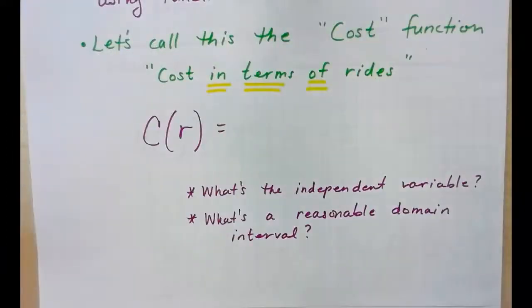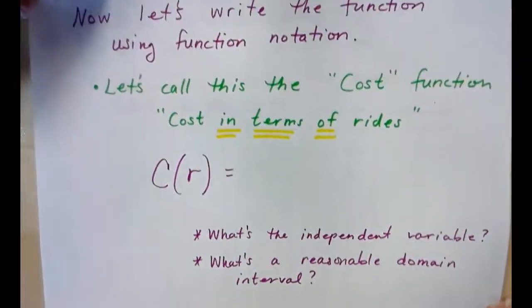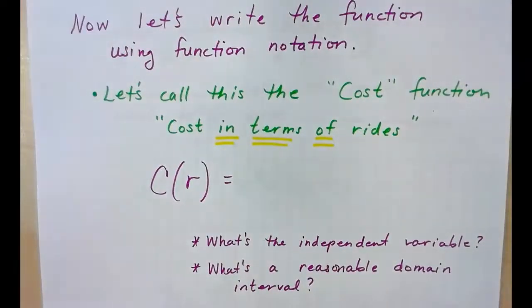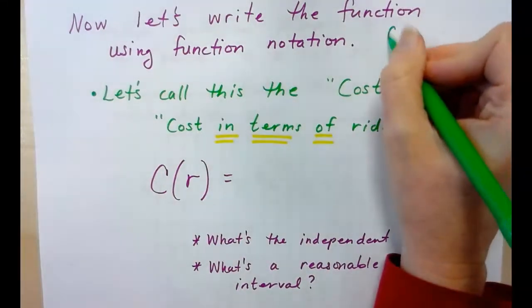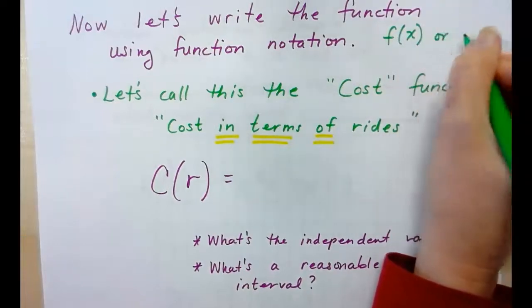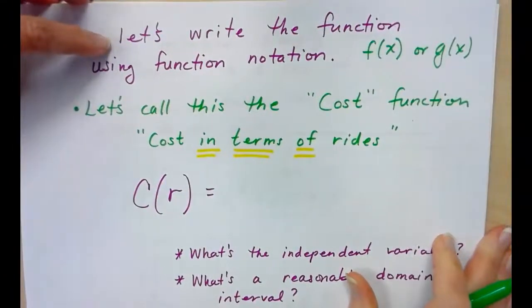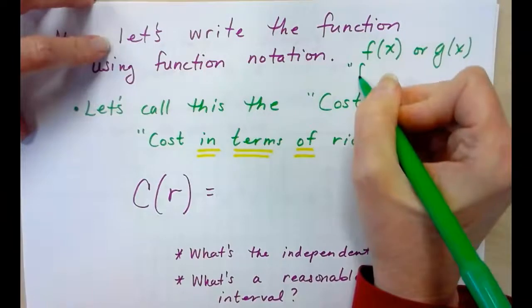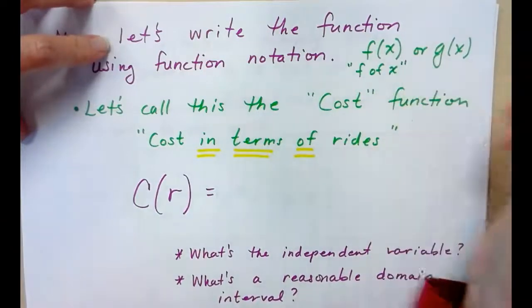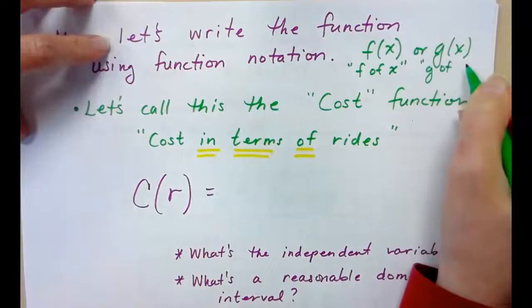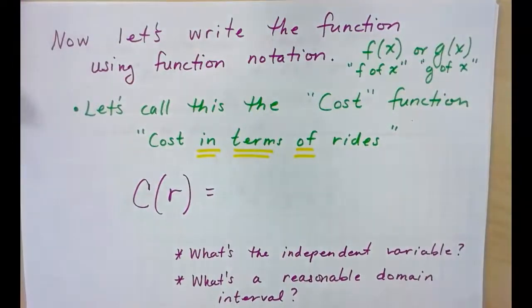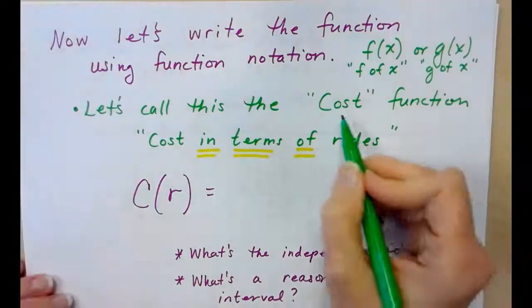So now let's think of this algebraically. And we're going to write this as a function using function notation. Now, the function notation we normally see is f of x or g of x. Notice what I'm saying here. That's not f times x or g times x. That's read f of x or g of x. So what's happening here? All we're doing is giving a function a name. That's it.